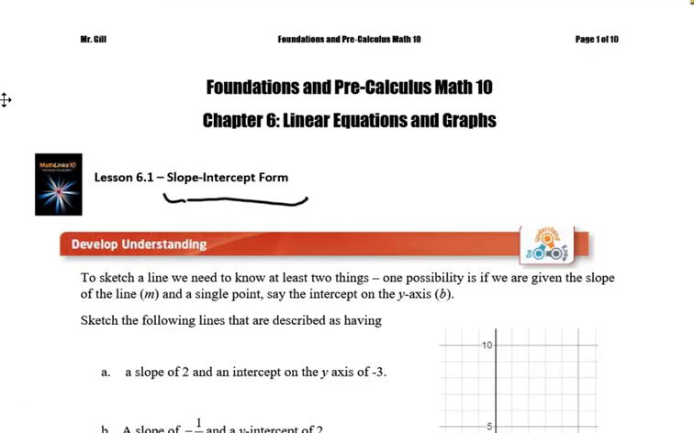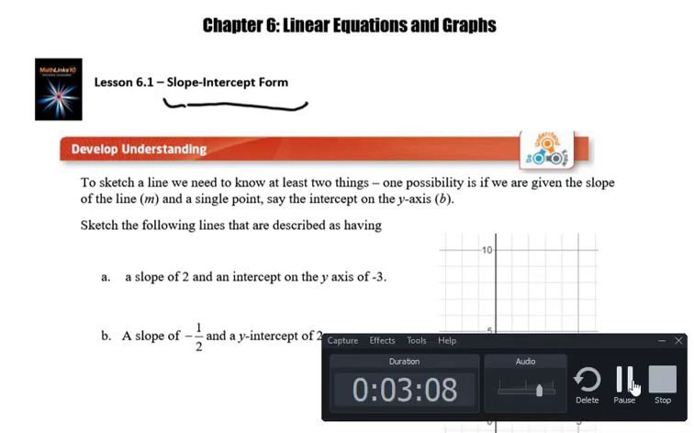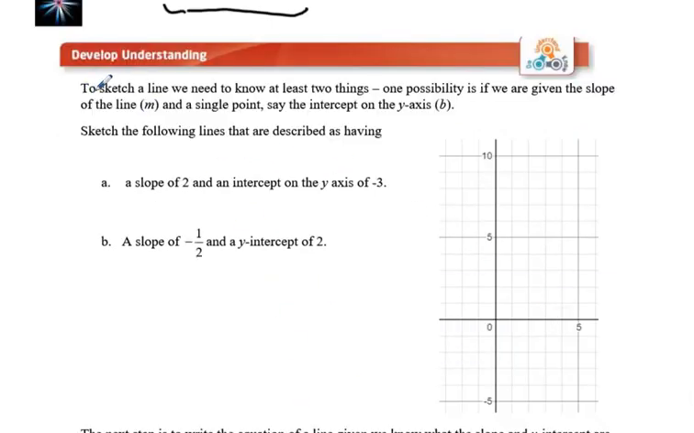So back over here, I want us to start by looking at this here. To sketch a line, we need to know at least 2 things. What do we need to know? Well, one possibility is if we're given the slope, which we usually abbreviate with an M, and a single point, say the intercept on the y-axis, which is B.